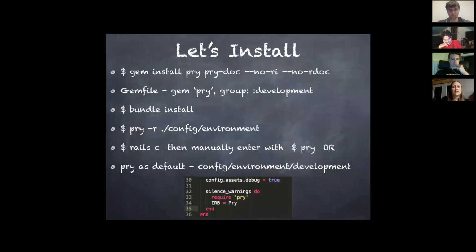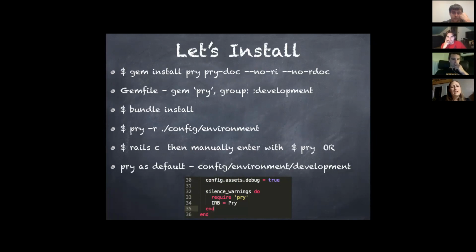Okay, so let's go ahead and install, and it's a gem, so it's pretty easy to do. You just do gem install pry, and that gives you all the basics. And then if you do pry-doc, that actually gives you the ability to get to the Ruby core. And then the --no-ri and --no-rdoc, that simply says don't install the documentation.